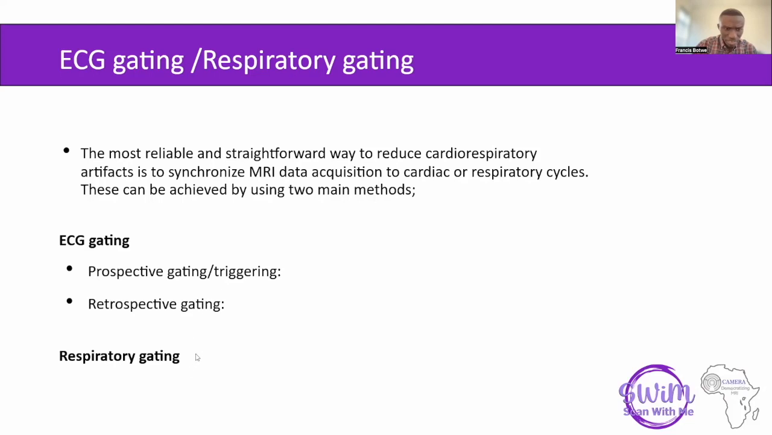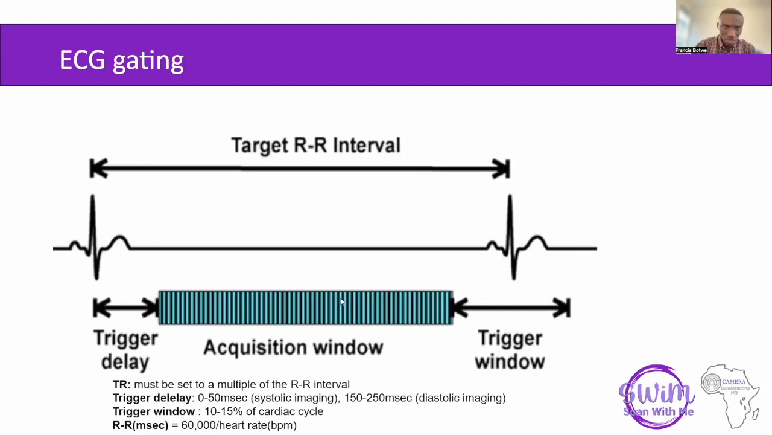So the prospective gating, we are looking at acquiring the MRI data at a certain part of the heartbeat. And for retrospective gating, we take the data from the entire RR interval. And after that, we can reorder or regroup them and select through the phases that we want. So this was what I was talking about on the other slide.